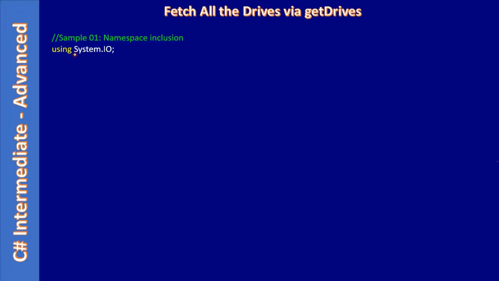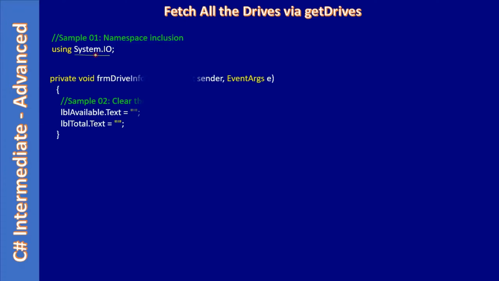So first we need to include the namespace system.io. Why? Because this get drives and DriveInfo, all these classes come from this namespace. In the form load, we clear our label. So below the progress bar there are two labels, right? So we are clearing those labels.